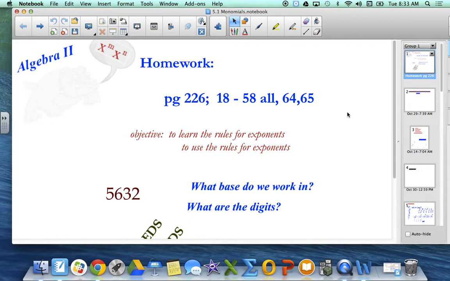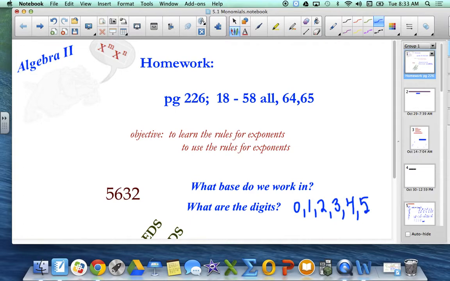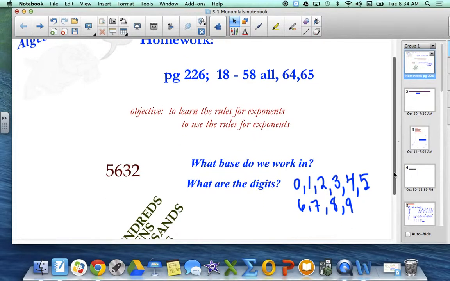So what base do we work in? Anybody know what base we work in? All right, we work in base 10. How many digits are there in base 10? 10 is correct. The digits are 0, 1, 2, 3, 4, 5, 6, 7, 8, and 9. There are 10 digits, okay?